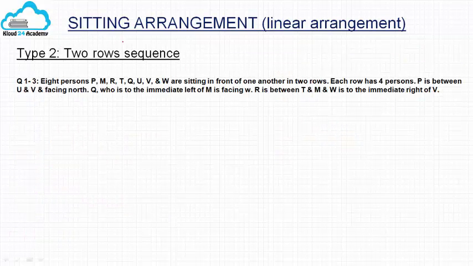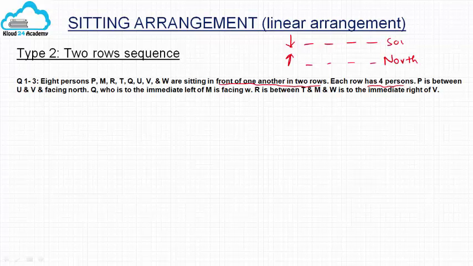This is type 2. It has 2 rows. So this is called 2 rows sequence. 8 persons P, M, R, T, Q, U, V and W are sitting in front of one another in two rows. Each row has 4 persons. So it is having one row like this, 1, 2, 3, 4. They are facing here, and another row, 1, 2, 3, 4. They are facing here. So one row is facing north and one row is facing south.